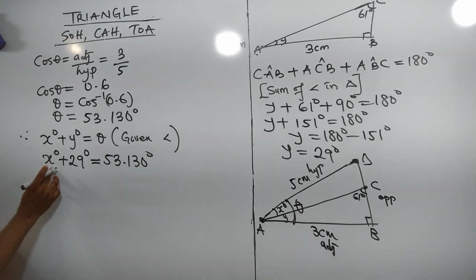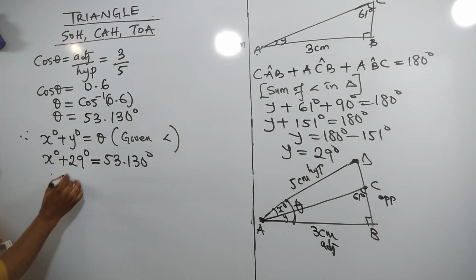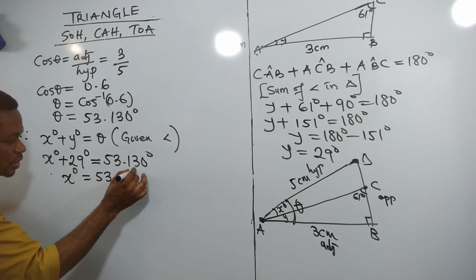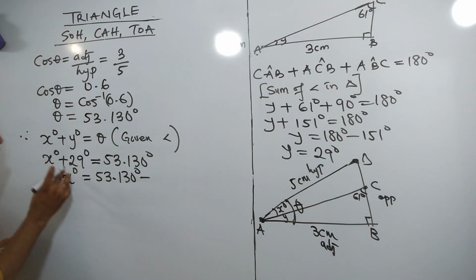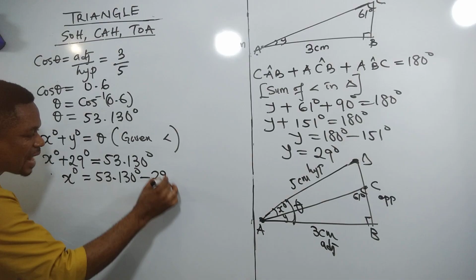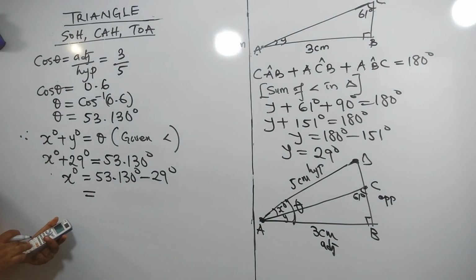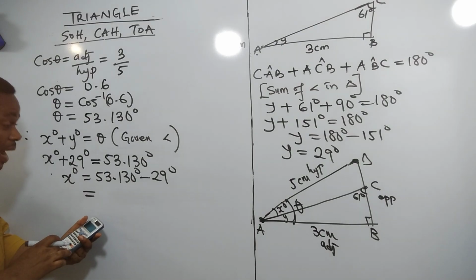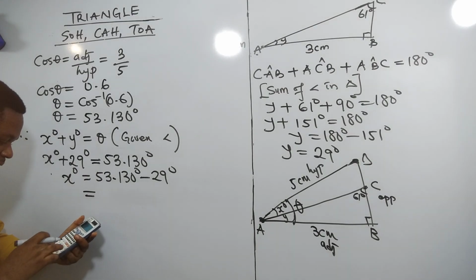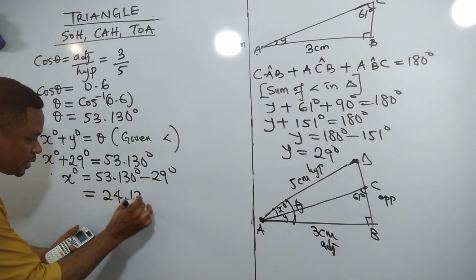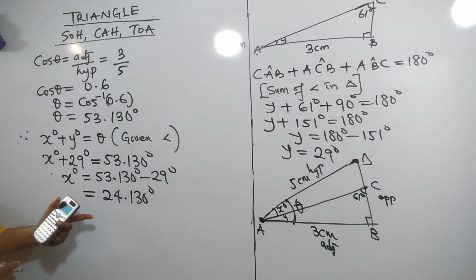Make X the subject of the formula. Take this way. So X degrees should now be 53.13 degrees minus 29 degrees. Can we subtract? Now 53.130 minus 29 degrees will now give us 24.13 degrees. That is the value of X.